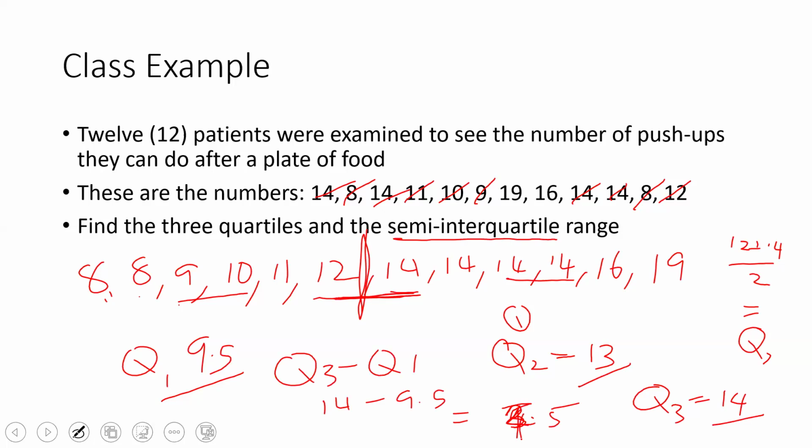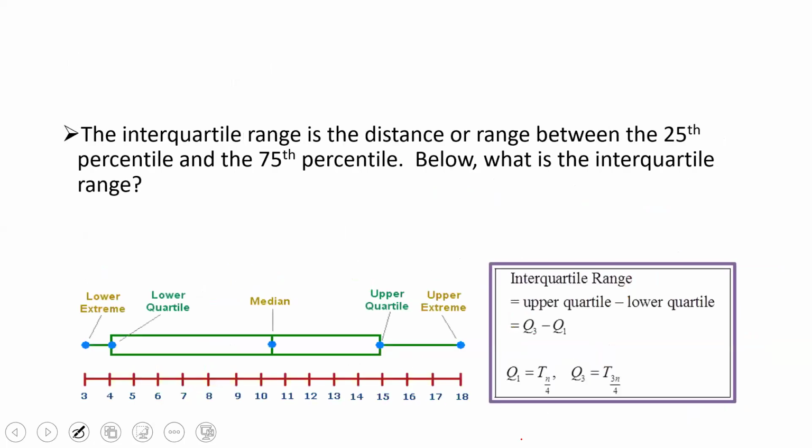But that's just a class example. It's very straightforward stuff. It doesn't require any big stuff. So for example here, look at this chart. We are told to look for the interquartile range. This is the lower quartile, which is Q1. Median is Q2. Upper quartile is Q3. Our interquartile range is Q3 minus Q1. And that is 15 minus 4. Our interquartile range is 11. It's very straightforward stuff.